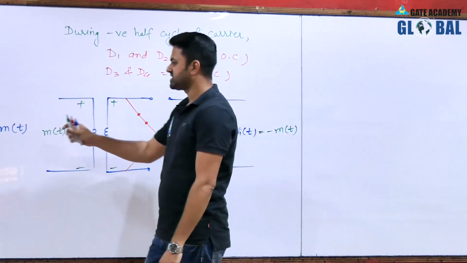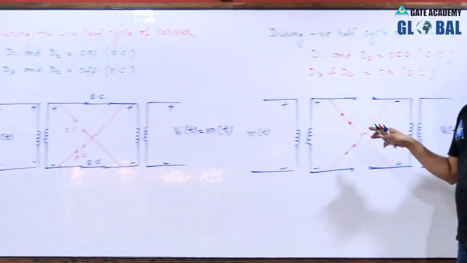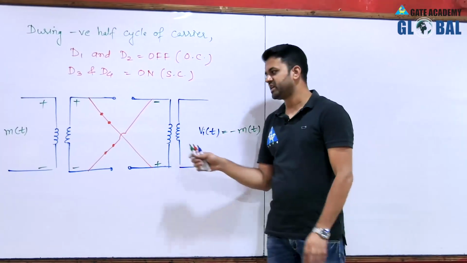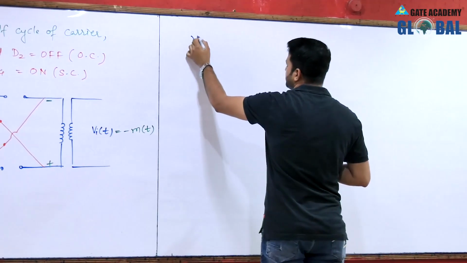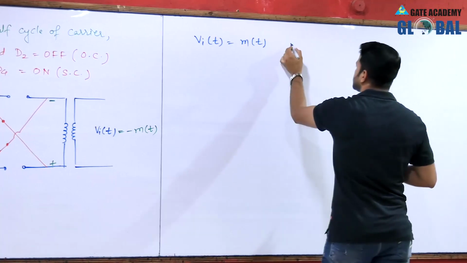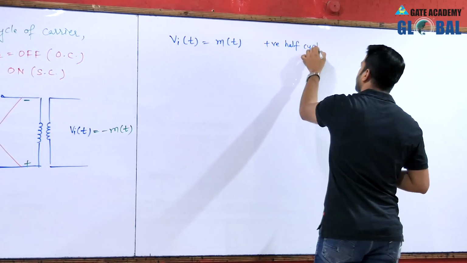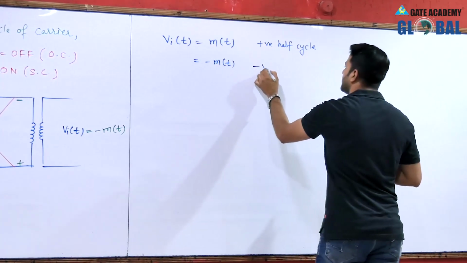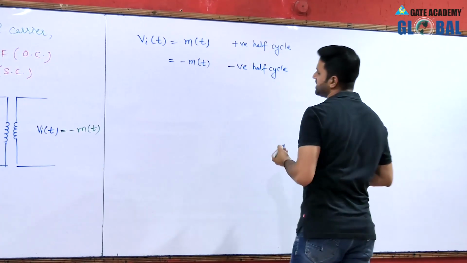So during the positive half cycle Vi(t) is m(t), so the message signal appears as it is, but in the case of the negative half cycle of carrier, the message signal is inverted. So we have two conditions. First, Vi(t) is equal to m(t) for the positive half cycle, and minus m(t) for the negative half cycle of carrier. Both we are talking about carrier only.